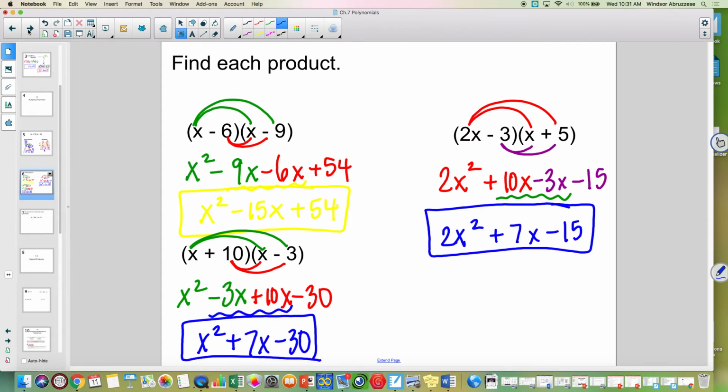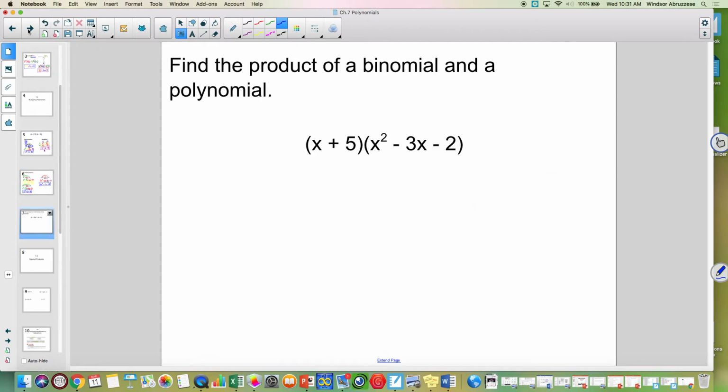Okay, last one I'm going to do, I'm going to find the product of a binomial and a polynomial. So again, you're going to multiply everything in the first binomial to everything in the second polynomial, and the 5 times everything in the second polynomial. So, actually, now that I showed you that, I'm going to erase it. Let's do one at a time.